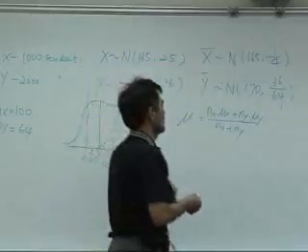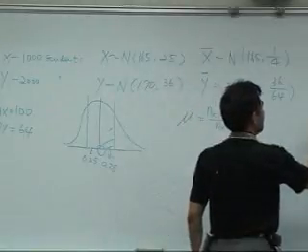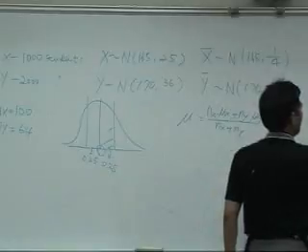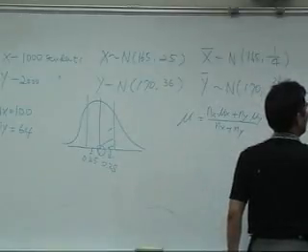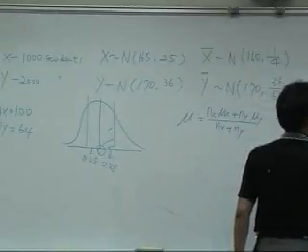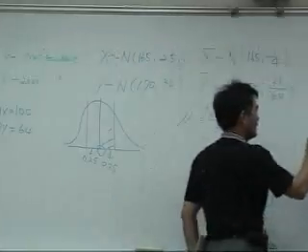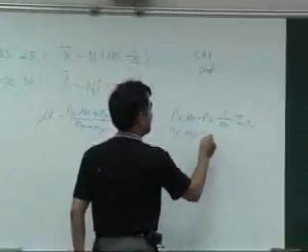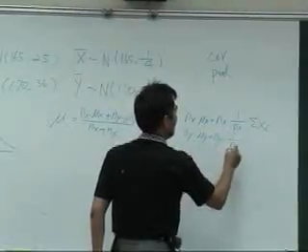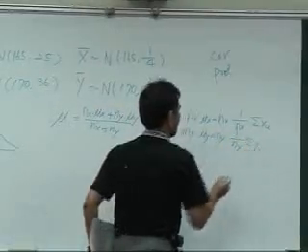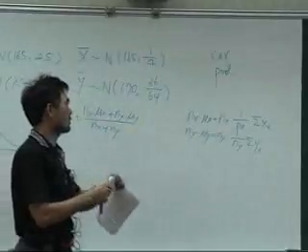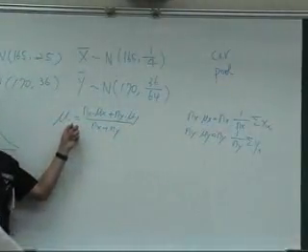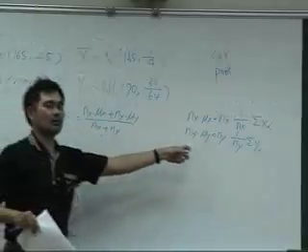Because nx times mu x is equal to nx times 1 over nx times summation xi, right? And ny times mu y is equal to ny times 1 over ny summation yi. Okay? So this is the way to get the new population mean.